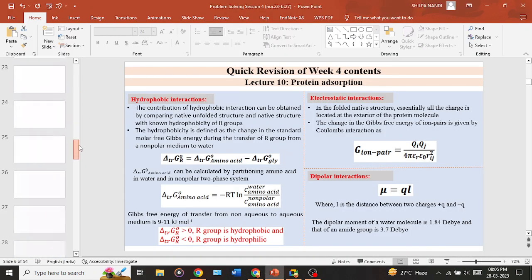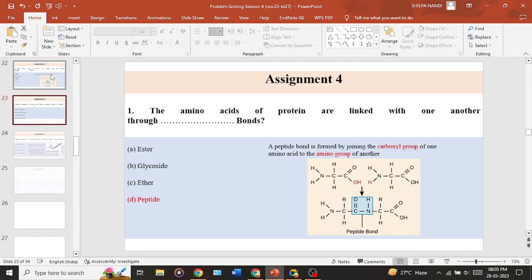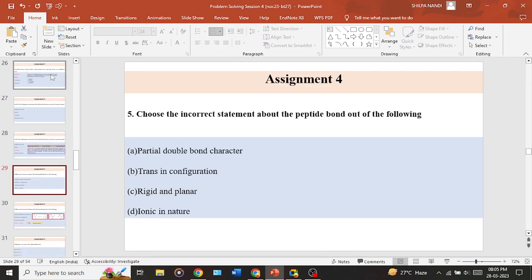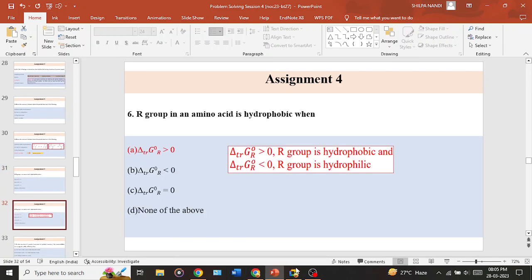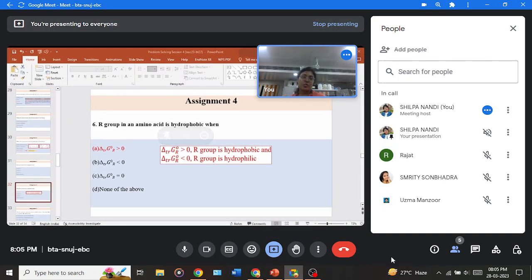So our sixth question is, now you can easily give the answer. The answer to this question is option number A, that is the change in the Gibbs free energy of transfer. When it is greater than 0, we term the R group as hydrophobic in nature, and if it is less than 0, the R group will be hydrophilic in nature.